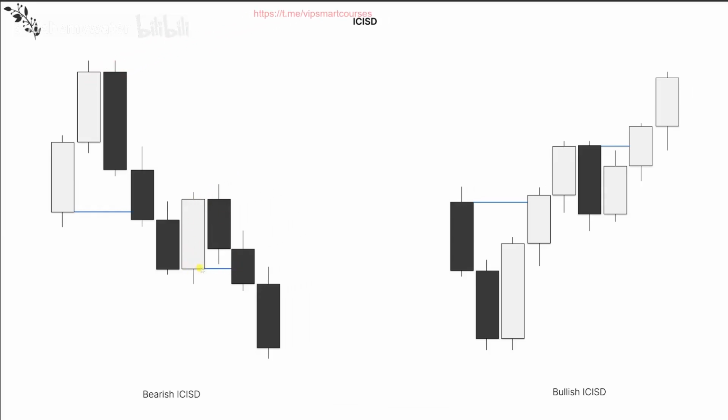And then now we could expect this candle to hold price and deem this high as protected and want to see price trade away from this ICISD.